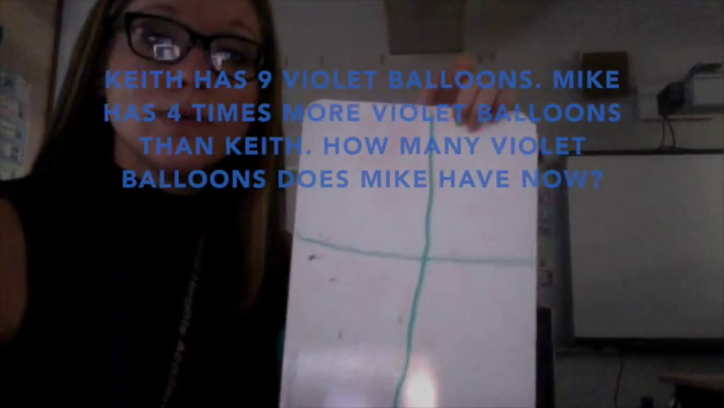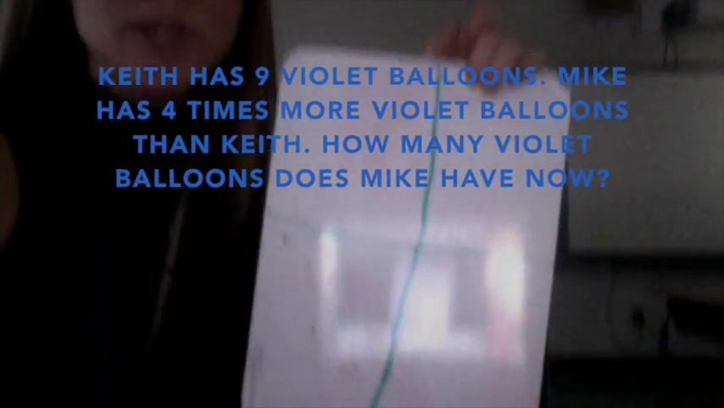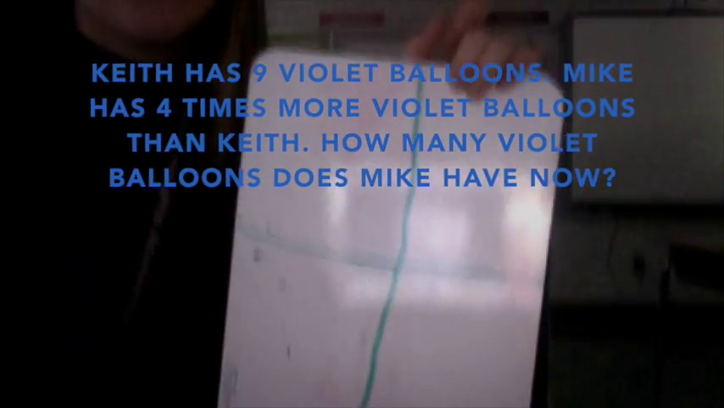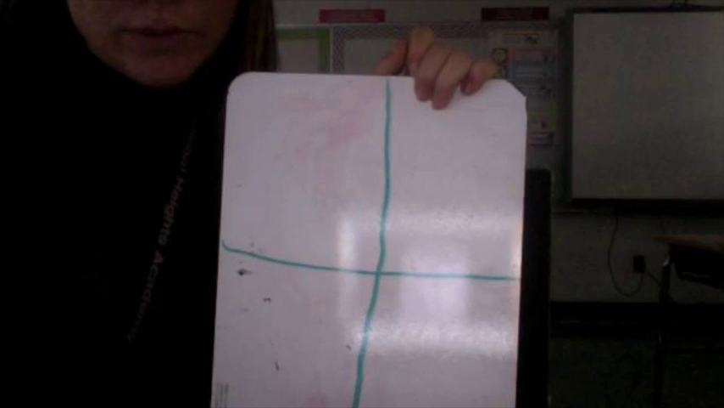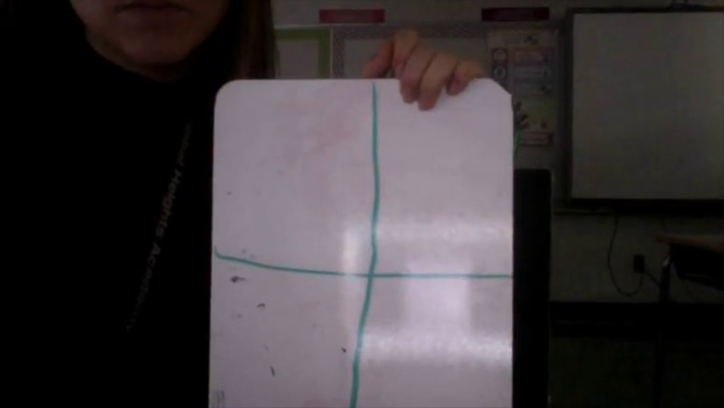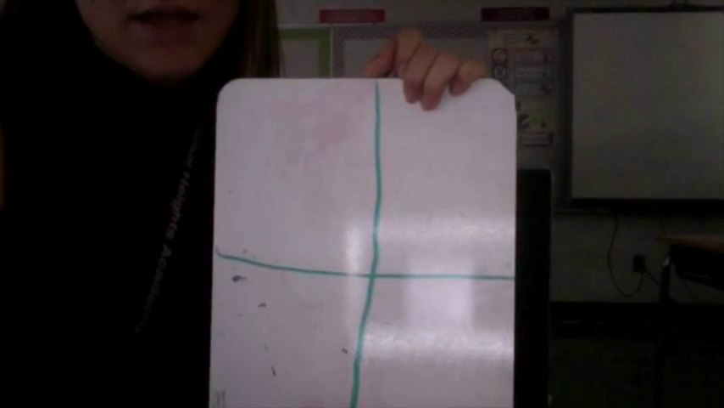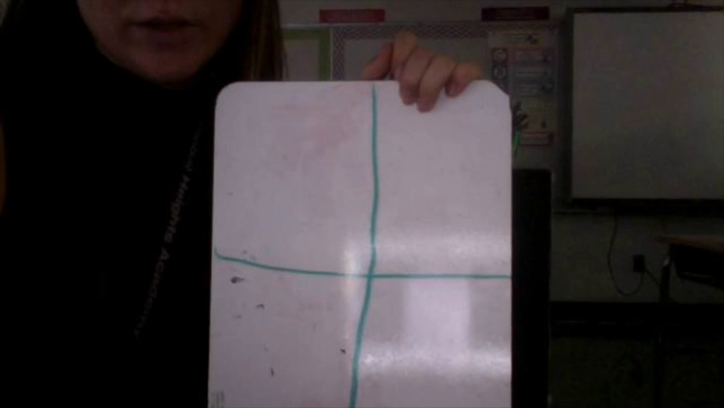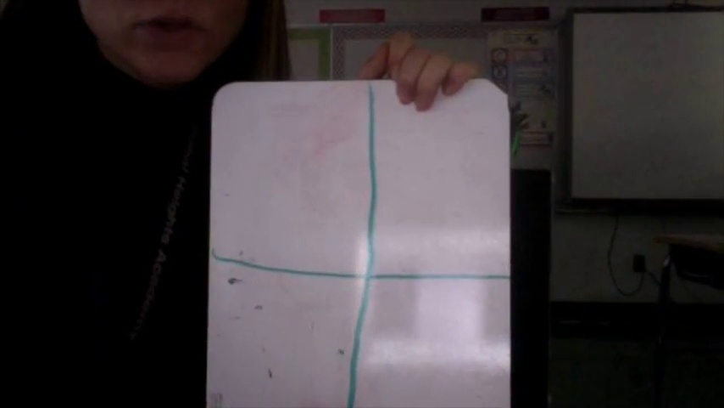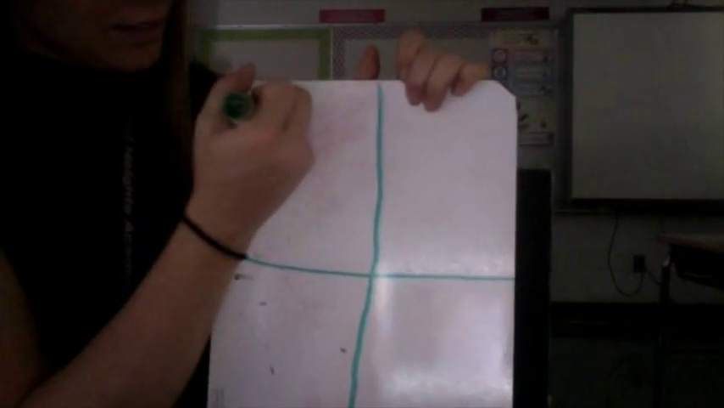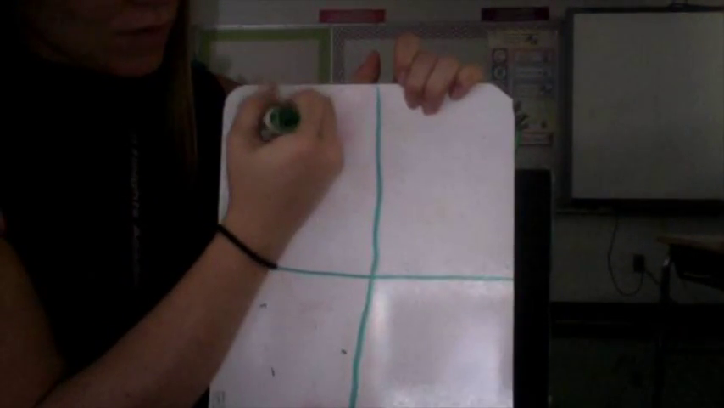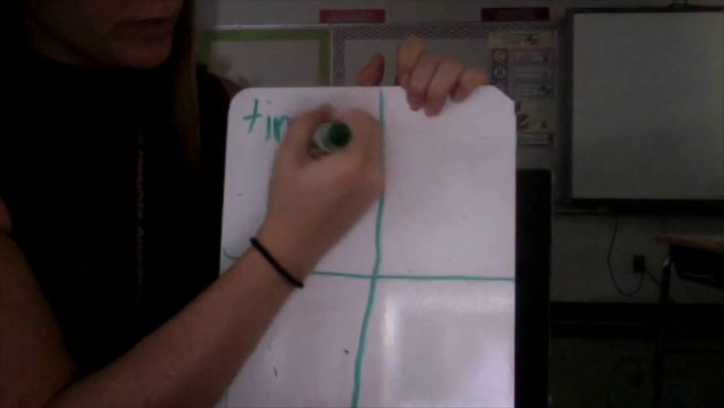Awesome. So we need to think about those keywords, what we know from the story problem, so that way we are ready to solve. So Keith has 9 violet balloons. Mike has 4 times more violet balloons than Keith. How many violet balloons does Mike have now? So a key word within that phrase is going to be times. Times is one of our key words when we use multiplication.